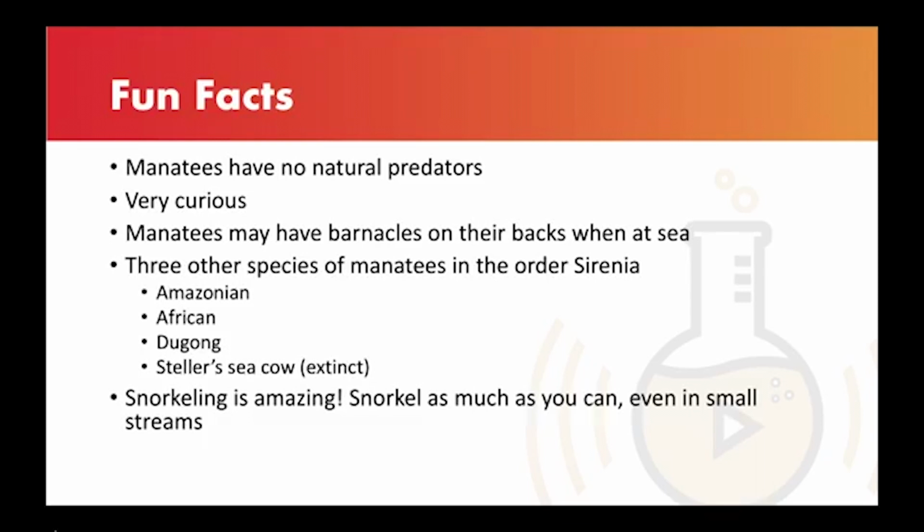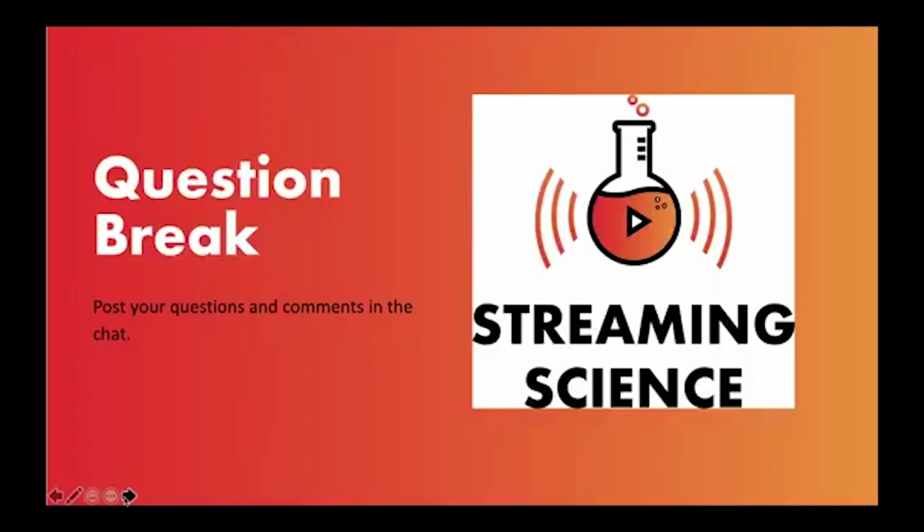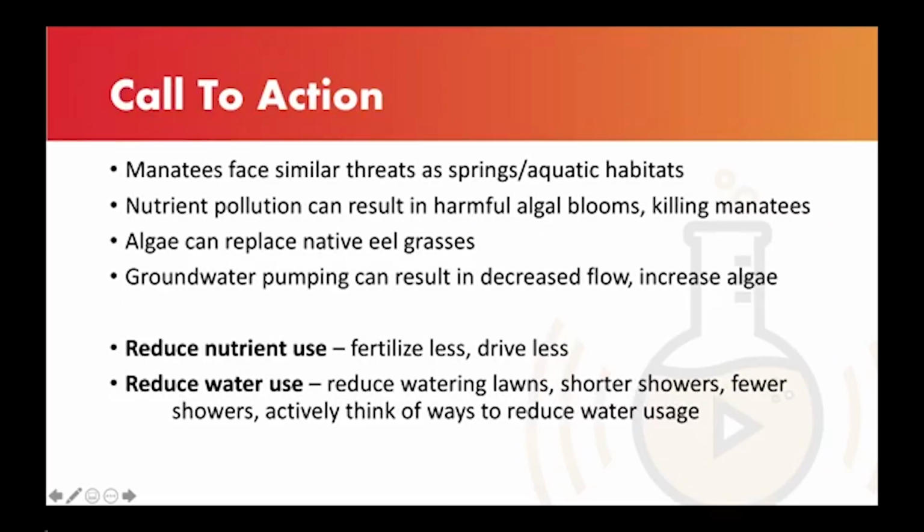And so we'll go on to our last slide, calls to action. Manatees face similar threats as springs and other aquatic habitats, and nutrient pollution can result in harmful algal blooms, which are bad for the springs ecosystems, and it can also kill manatees. I think back in 2018 was a really bad year for harmful algal blooms, and it was the leading cause of manatee deaths that year. I believe over 500 manatees died because of these harmful algal blooms in 2018.